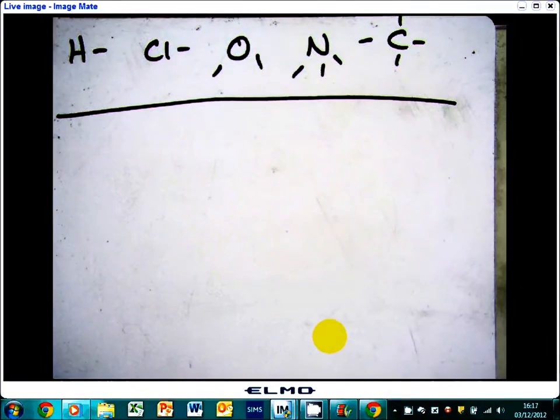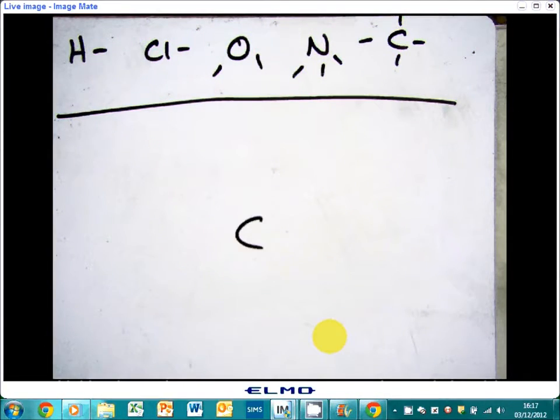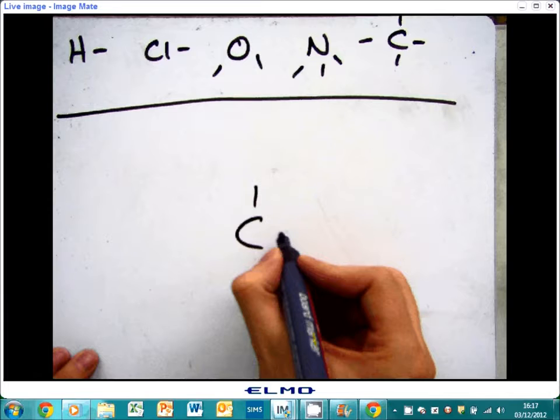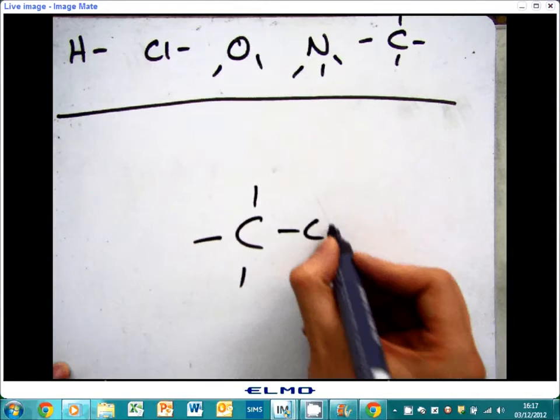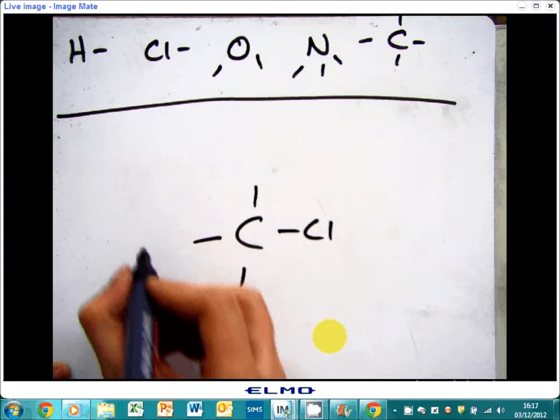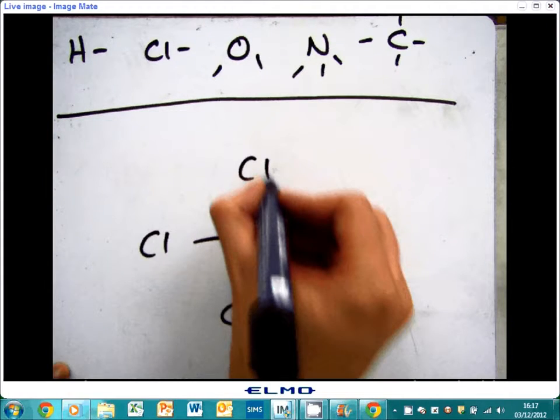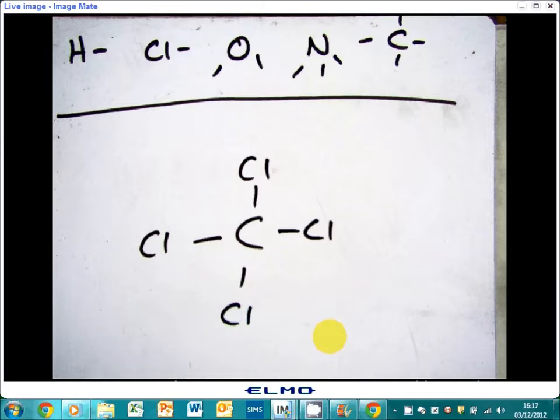So if I wanted to react carbon and chlorine together, I know carbon can have 4 bonds. Chlorine can only make 1, so I'll put 1 chlorine there, 1 chlorine there, 1 chlorine there, and 1 chlorine there. I would know that my formula is CCl4.